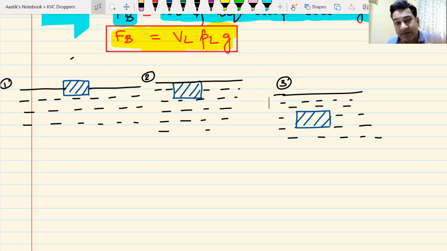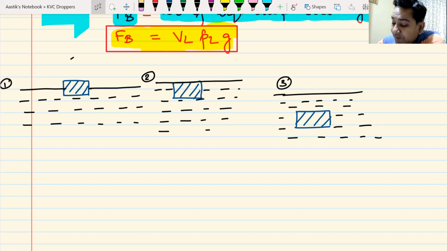What is the difference between case number 1 and case number 2? Buoyant force is not equal to the weight of the solid in one case. Please speak up loudly. In the second case, buoyant force is equal to the weight of the solid. In the first case, it is not equal. Equal to the volume immersed into density of liquid into gravity.